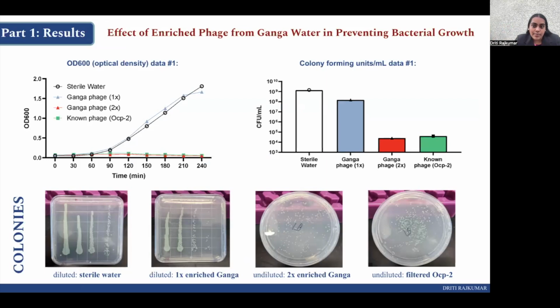To make sure of this, I measured with CFU, or colony forming units, where I plated the bacteria. I went with dilutions for sterile water and the 1 times enriched Ganga, and you can see there was still a lot of bacteria present. Meanwhile, I had to plate the 2 times enriched Ganga and the filtered OCP2 without dilutions because of how little was present, and this is also shown on my bar graph here.